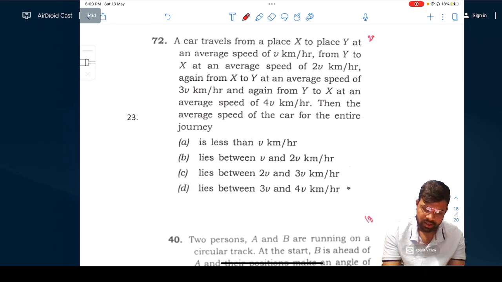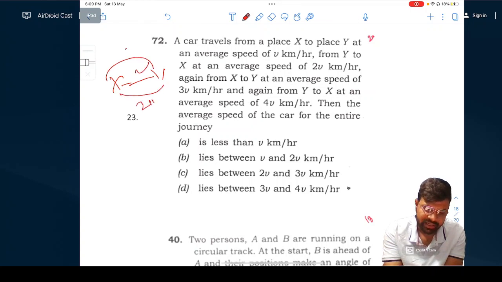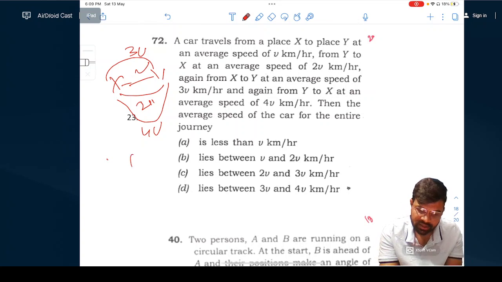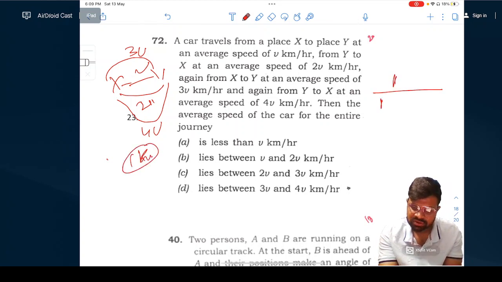A car travels from x to y at an average speed of v, then from y to x at 2v, then x to y at 3v, then y to x at 4v, something like this. Let's say the distance between x and y is 1 kilometer. So the total distance is 4 kilometers, and the total time will be 1 by v plus 1 by 2v plus 1 by 3v plus 1 by 4v.